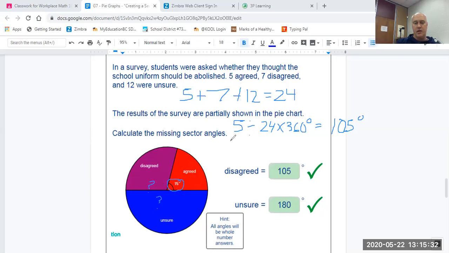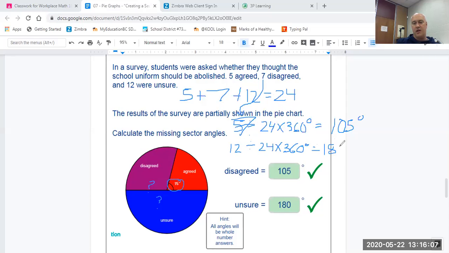Now likewise, sorry, I used the wrong number there. Just looking at that here. So this should actually have been a 7. So that was 7 divided by 24, and that should be the 105 because the 7 was what was the disagreed. So likewise, for the unsure, we're going to take 12. We're going to divide that by 24, and you probably already know that that's going to be exactly half, and exactly half of 360 degrees is going to be 180 degrees.